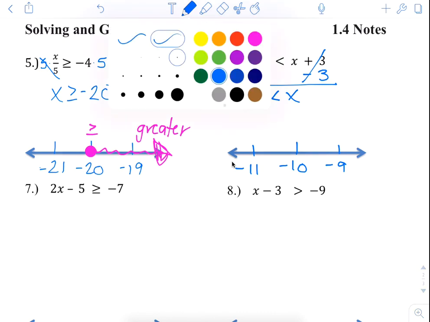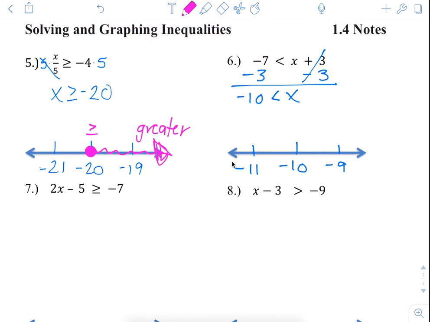But this time, when I look at it and I say, what kind of circle do we need? Open circle. It's a less than. But what I'm saying is that negative 10 is less than the x. Okay, so if I was going to rephrase this, I would say x is what? Is x bigger than the negative 10 or smaller? The x is larger. X is the greater number.